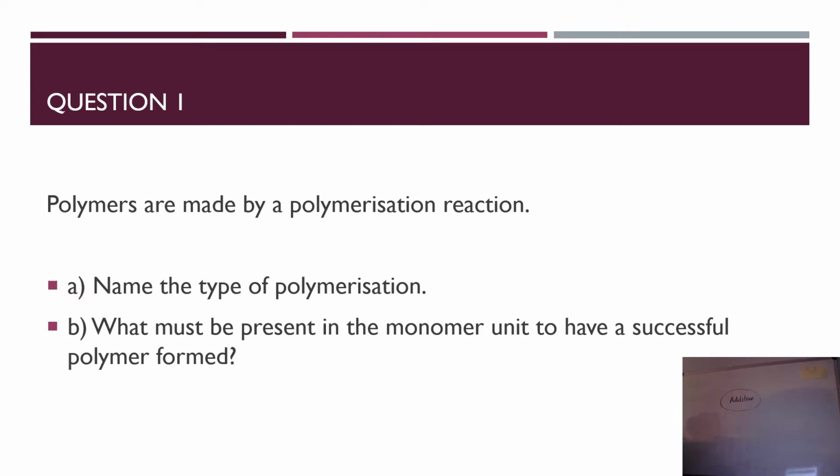The second part of that question: what must be present in the monomer to have a successful polymer formed? Well, if it's an addition reaction, you know that it must have a carbon-to-carbon double bond, therefore making it an unsaturated molecule. So the answer to part B is: it must contain a carbon-to-carbon double bond. Please don't say it must contain a double bond, you will not get the marks for that. You must say carbon-to-carbon double bond.